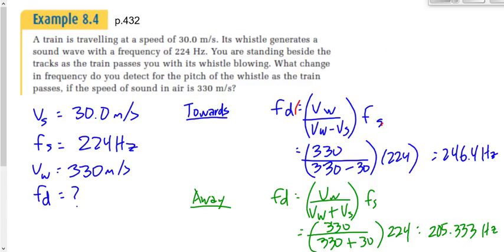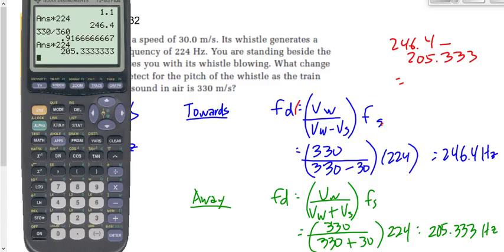We're going to say 246.4 minus 205.333 gives me 41.1.